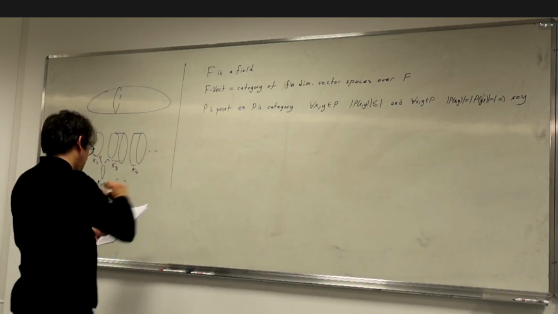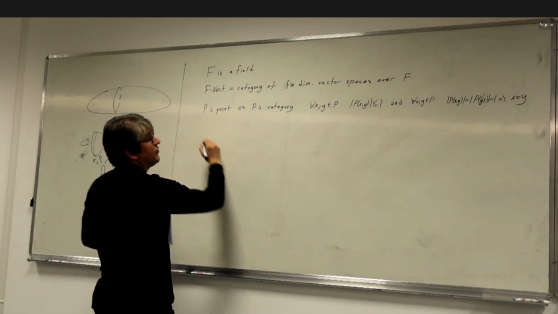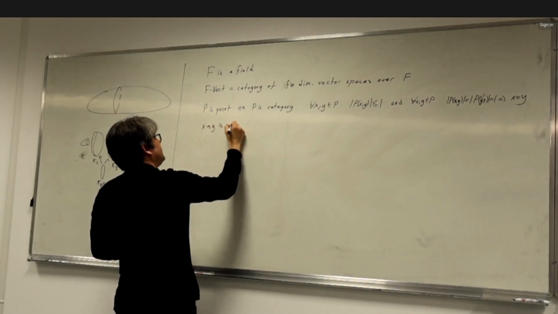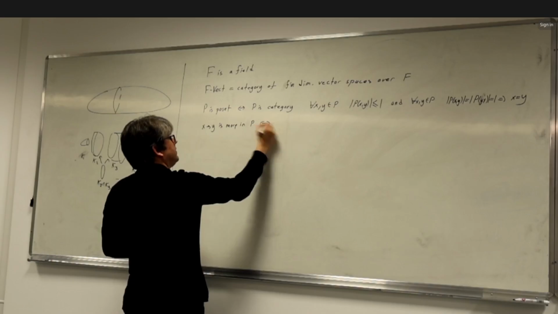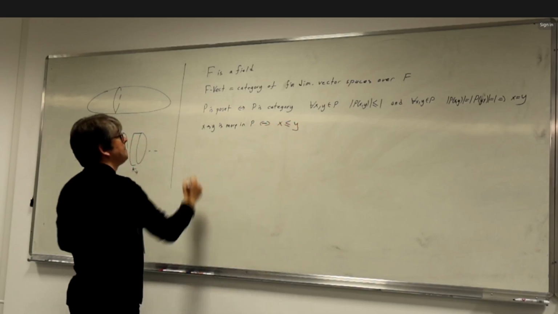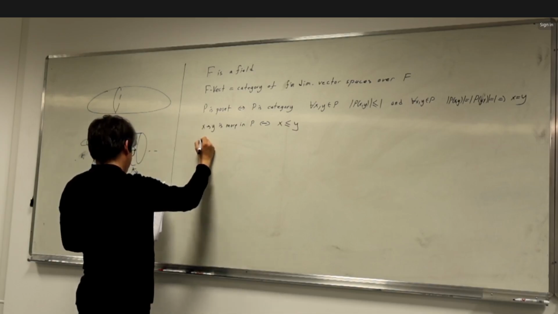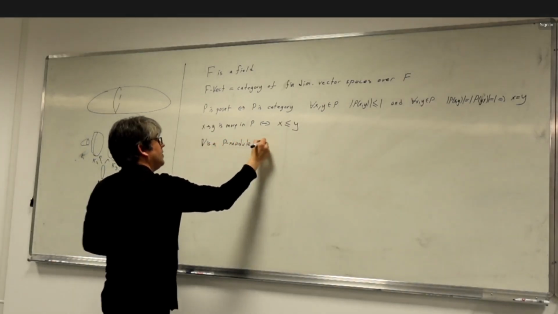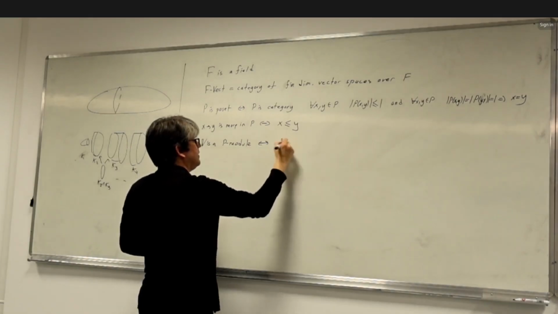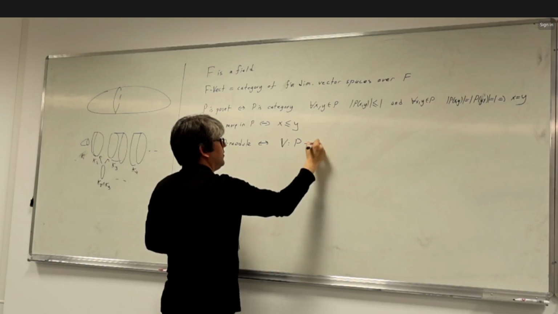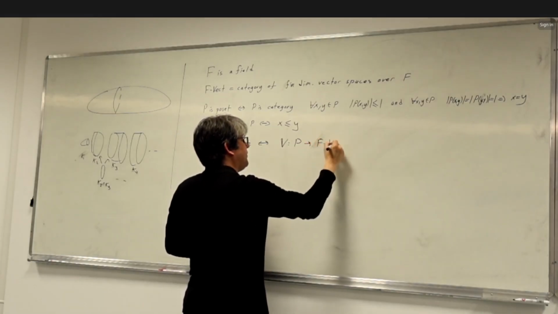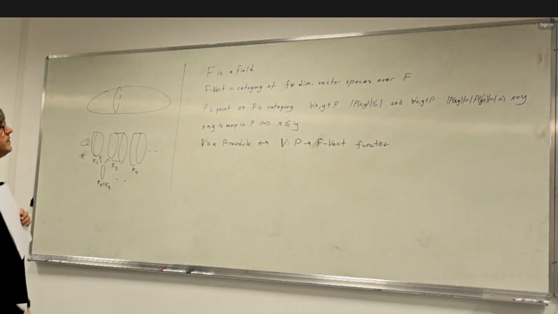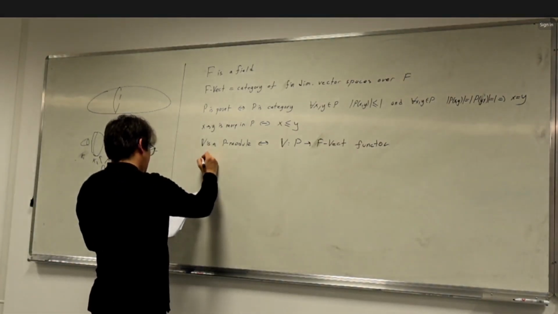Okay. Now, here, instead of xy is a morphism in P, I will simply write x less than or equal to y. And then V is a P module would mean V is just a functor from P to F vector spaces.